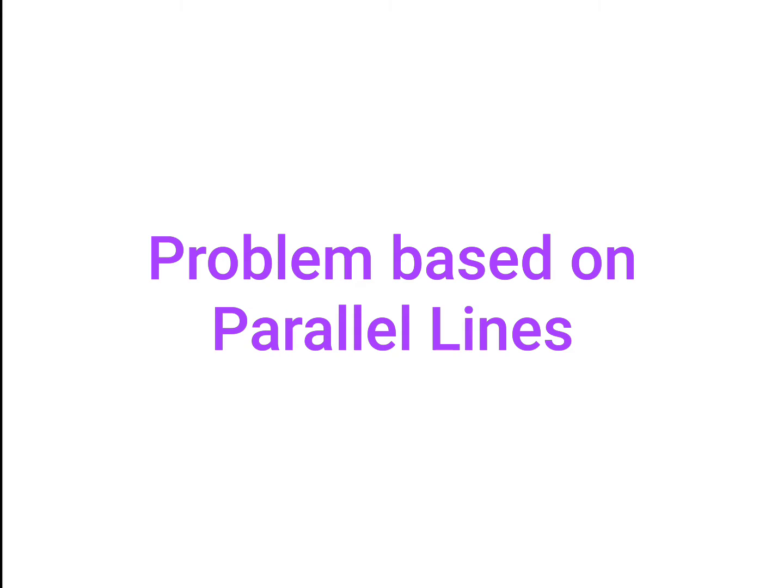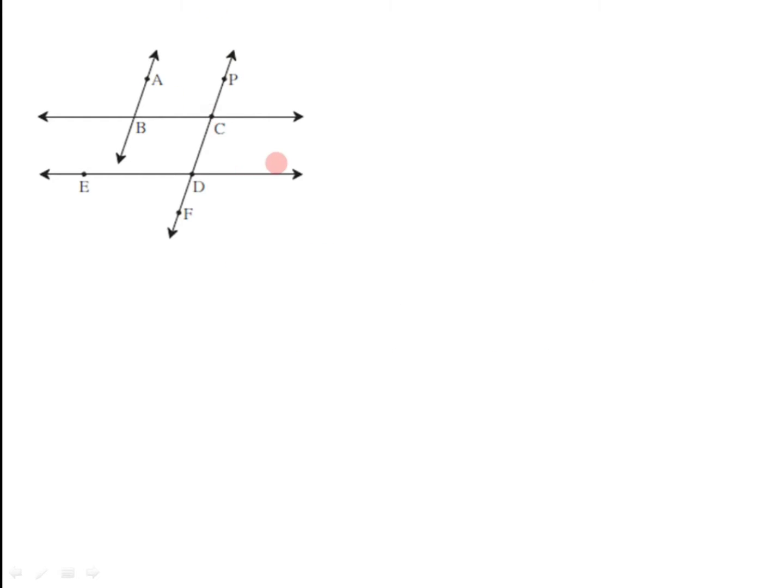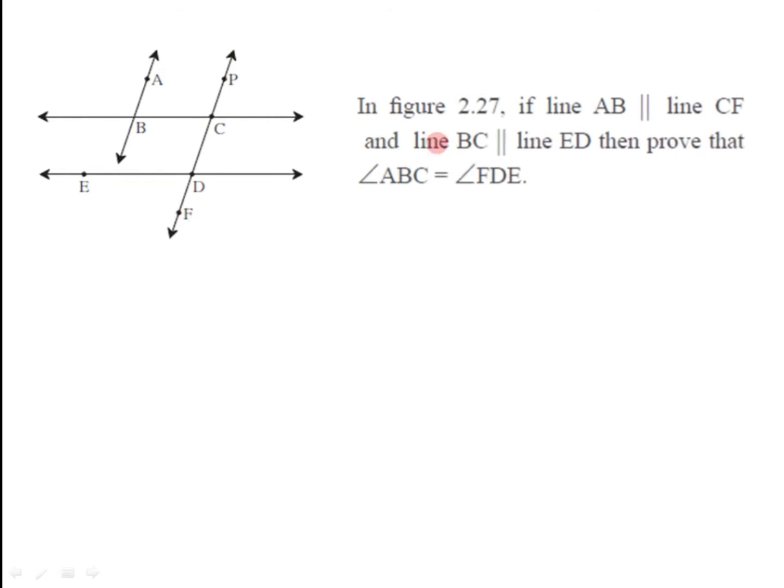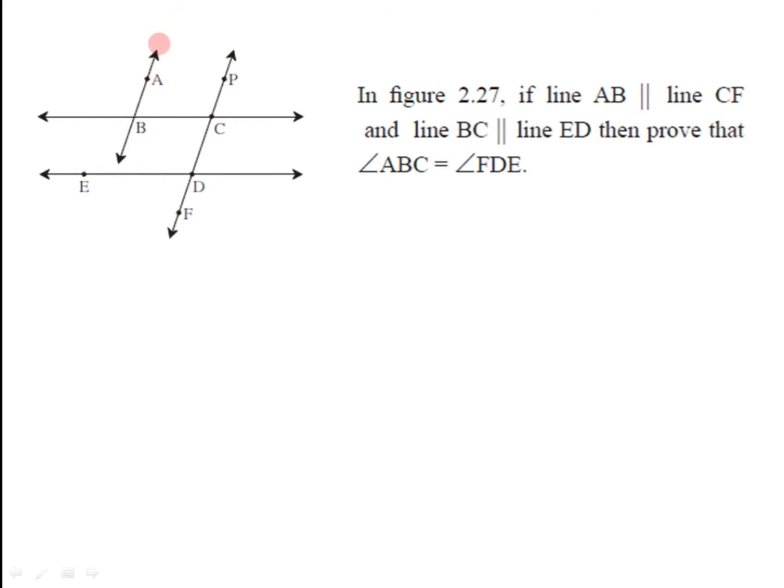Hello students, let us solve one problem based on the topic parallel lines from class 9th. The question is based on this diagram given. In the given figure, line AB is given to be parallel to line CF and line BC is parallel to line ED. This is given, and from this we have to prove that angle ABC is equal to angle FDE.